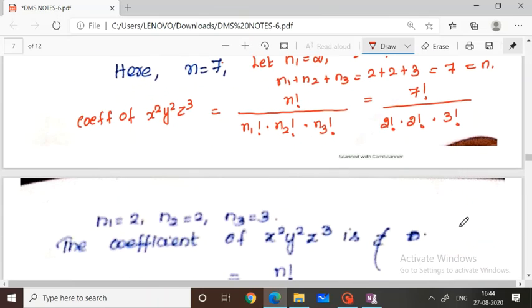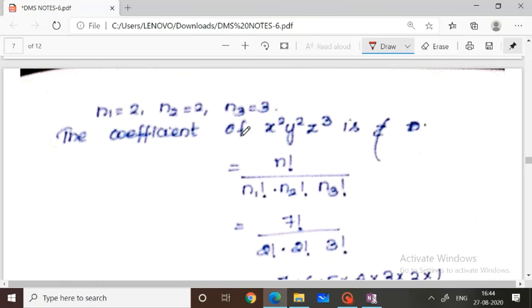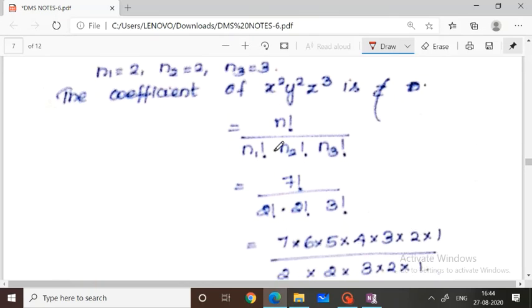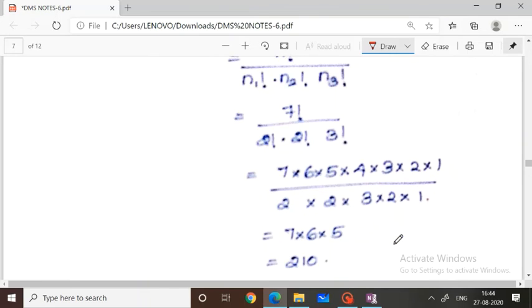Is it right? Now here, n1 equal to 2, n2 equal to 2, n3 equal to 3. The coefficient of x squared y squared z cubed is n factorial by n1 factorial into n2 factorial into n3 factorial, that is equal to 7 factorial, which is 7 into 6 into 5 into 4 into 3 into 2 into 1 by 2 into 2 into 3 factorial, which can be written as 3 into 2 into 1. Now you see here, 3 into 2 into 1 gets cancelled, 2 into 2, 4 gets cancelled. So 7 into 6 into 5 is equal to 210.